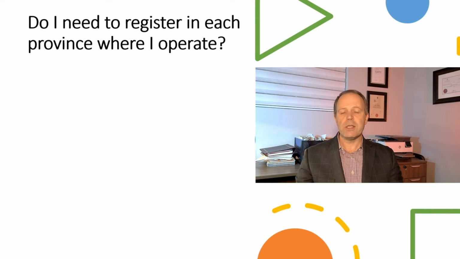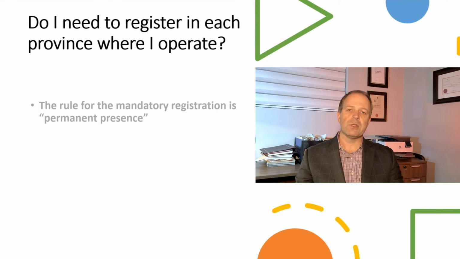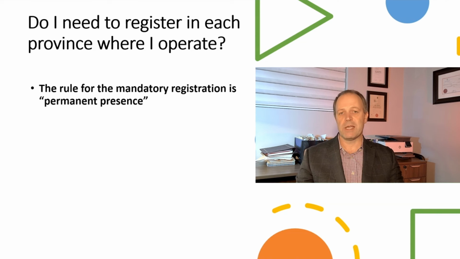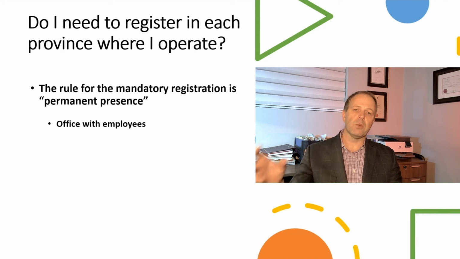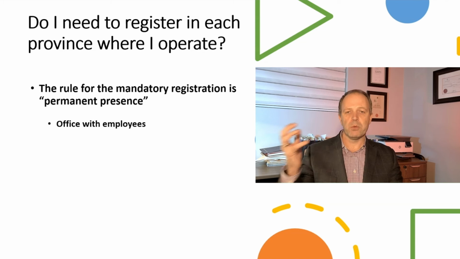Next question is, do I need to register in each province where I operate? As I already said, here we repeat. The answer is you need to register where you have a permanent presence. Now, since there's no proper definition in different jurisdictions of what permanent presence means, usually I would say either you have an office with employees. So let's say you've incorporated in Ontario. Now you want to open an office in Alberta, put your employee or employees there. You will need to register extra provincially there.